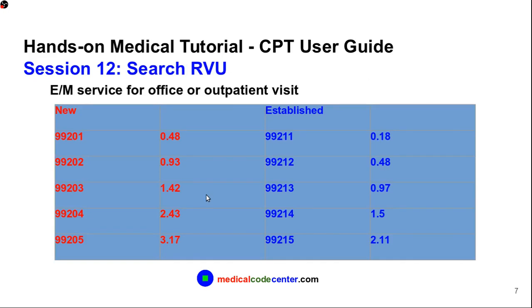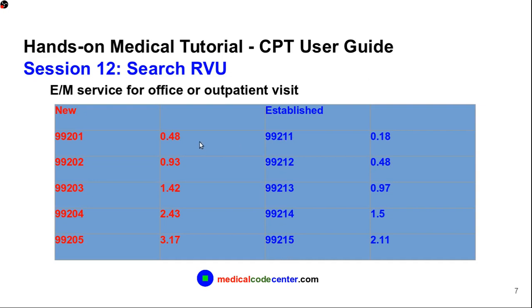So finally, next we will talk about the search RVU. RVU stands for relative value units. So I will give you what RVU means. For example, we have E&M service for office or outpatient visit. If it's a new patient, the code is from 99201, the lowest one, to 99205. And if it's an established patient, the code is from 99211 to 99215.